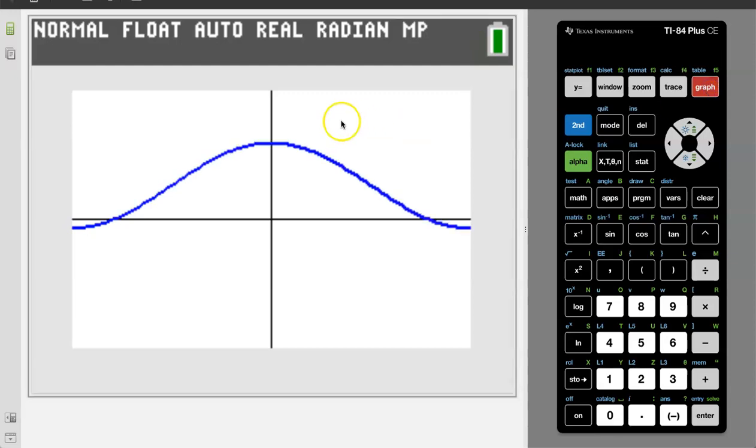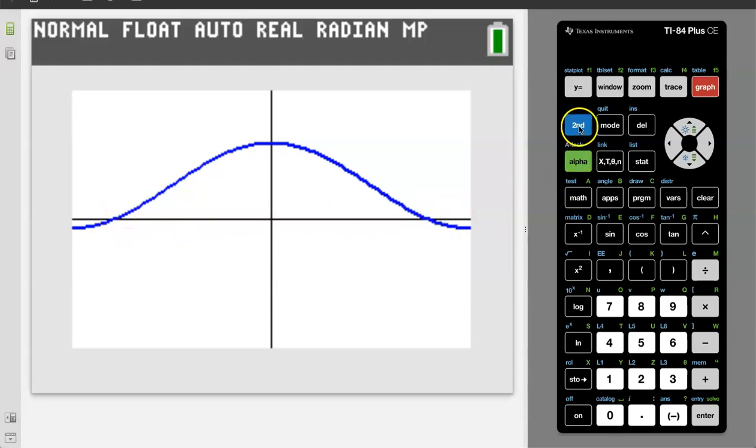And there we are. I see 2 points of intersection. The first one is right here, and the second one is right here. All right, so let's go ahead and start calculating what those points are. So let's go to second trace.